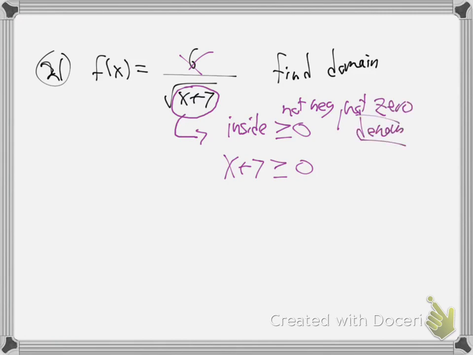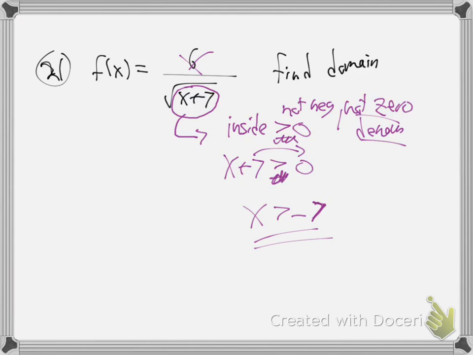Oh, okay. So get rid of the equals. Yeah, he's just greater than 0. He's only positive. He can't be negative because he's in a root, and he can't be 0 because he's in a denominator. He's got both issues. So only positive, only greater than 0, move the 7 over, x greater than negative 7. How do you write that in interval notation?